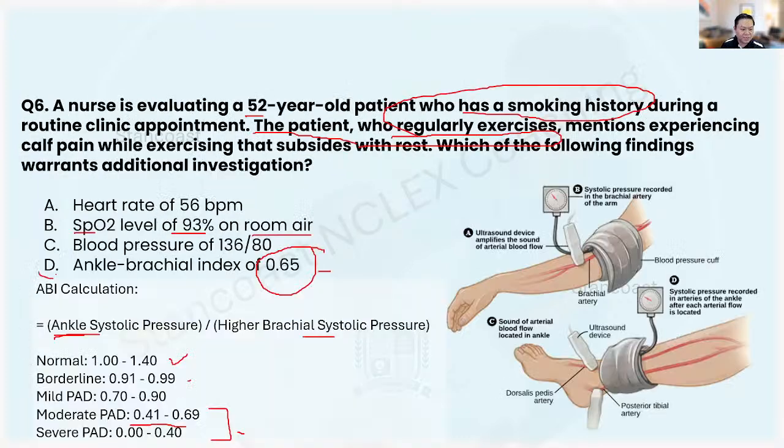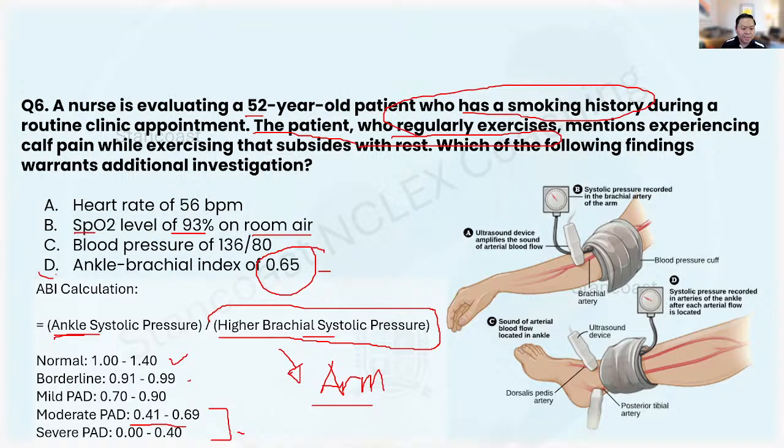Let me just go back to that previous page. As I have said, when you are doing the ABI, you're going to make sure you select the higher systolic blood pressure in the arm. That would be your divider. So you're going to divide the ankle systolic blood pressure by the higher brachial systolic blood pressure.